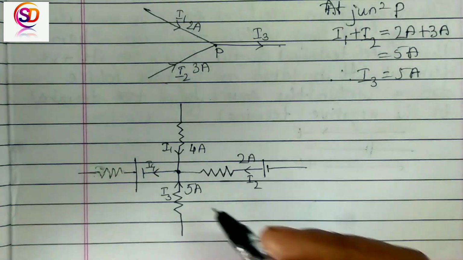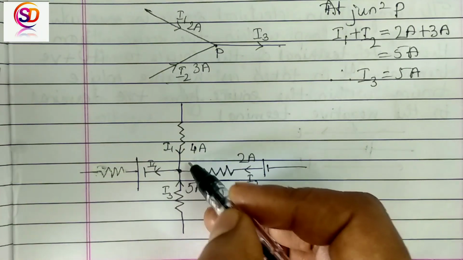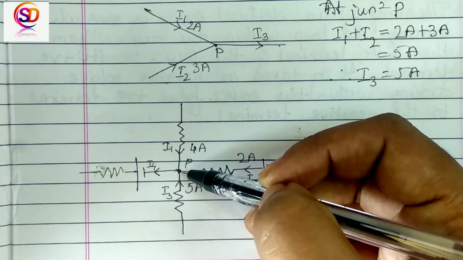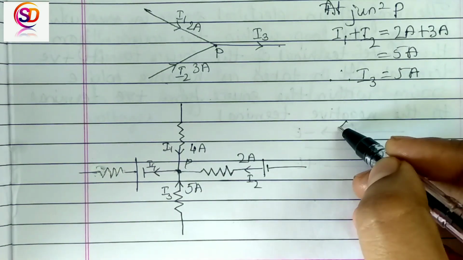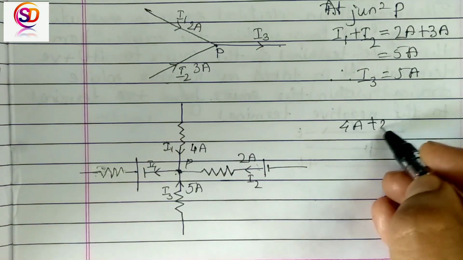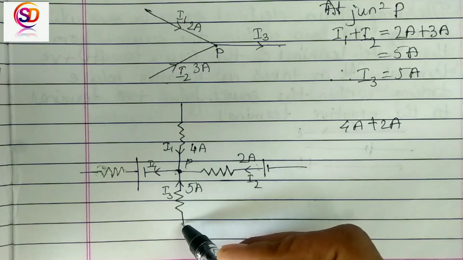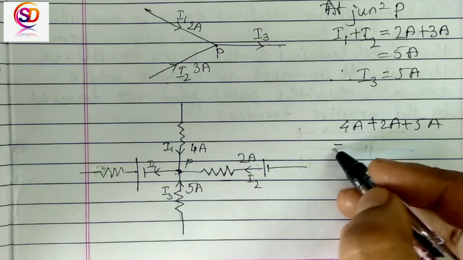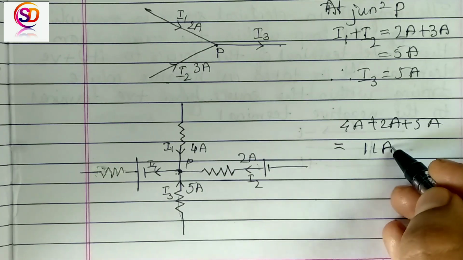Moving to the next circuit, this is the junction. Call it as something, P over here. I1 arriving towards junction P. So it is a 4 ampere. I2 also coming towards junction P, so you have to add them. And then I3 also coming towards junction P. So total it became 11 ampere.